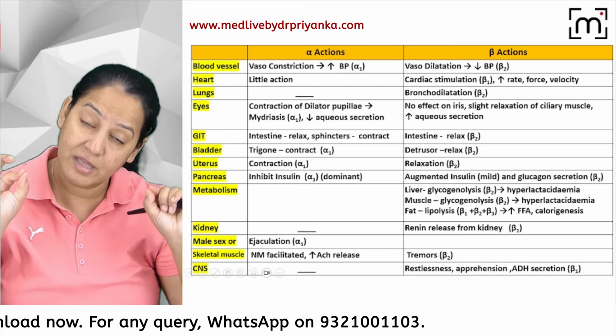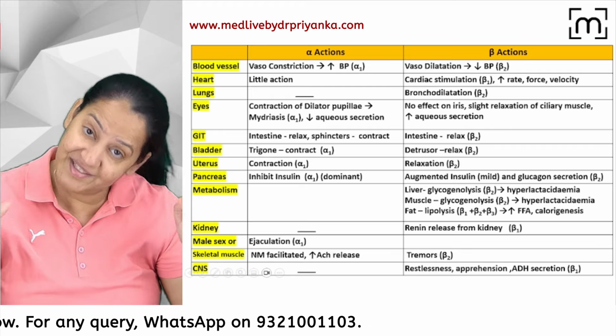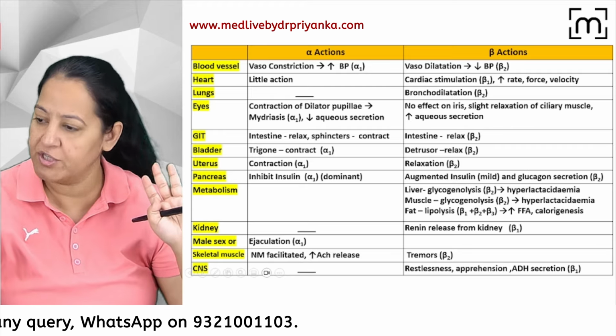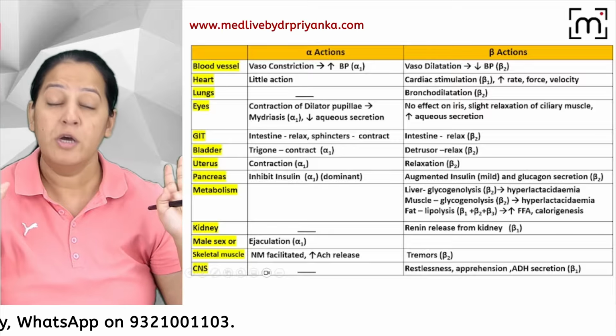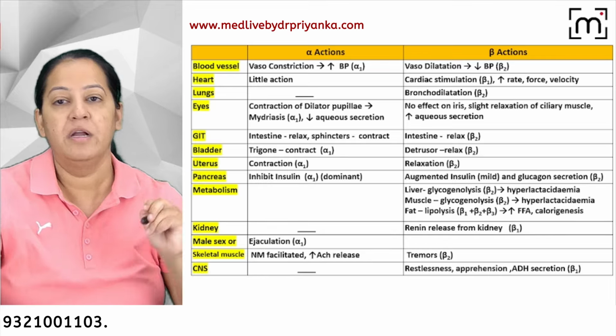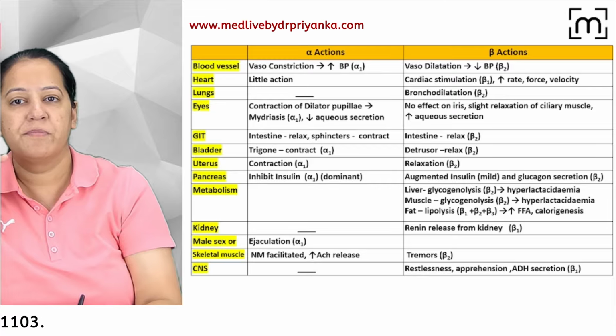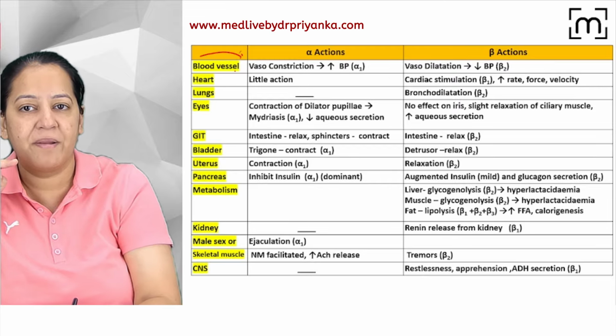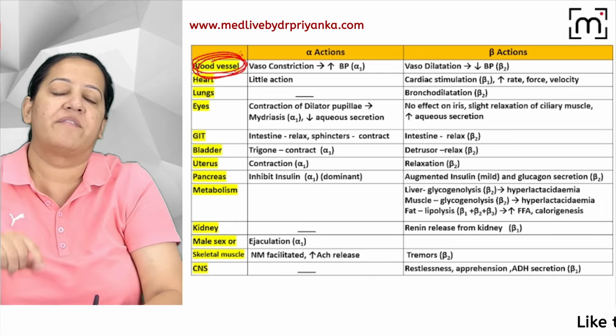So I will mark the uses and the adverse effect in this table only of all the drugs, of adrenergic also, alpha blocker also, beta blocker also. So please understand, this table is very important and you have to learn it. You have to learn it. So one by one we will talk about. So first of all, the first organ here is the blood vessel. Let's talk about blood vessel.